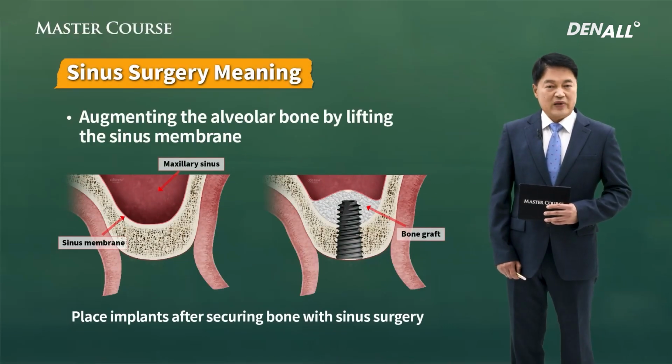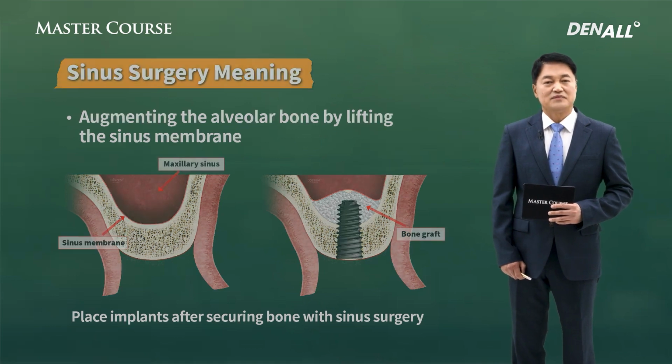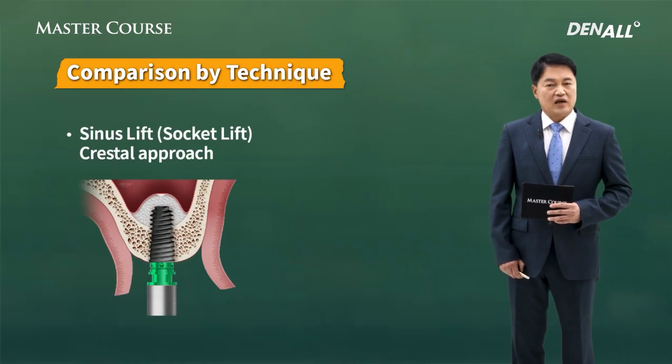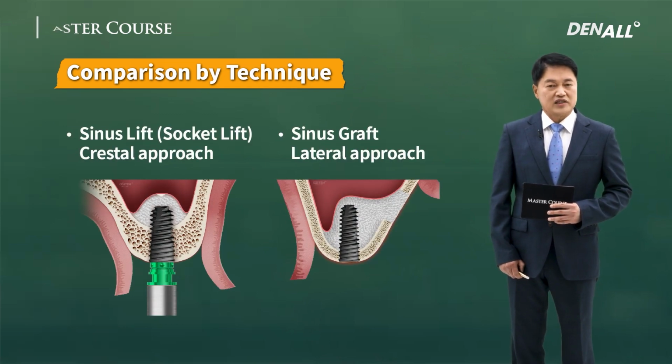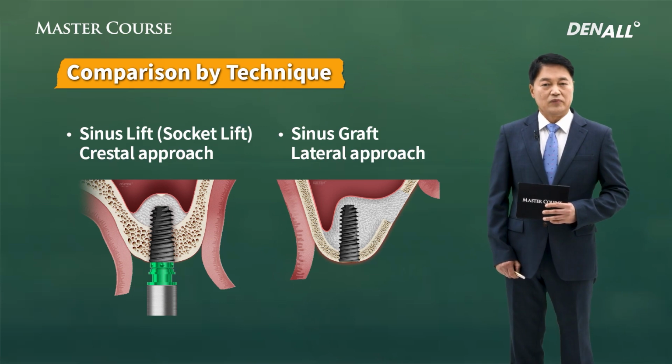Sinus surgery means lifting the sinus membrane and augmenting the alveolar bone. The bone that is achieved will support the implant. That is the sinus surgery. Let's compare the techniques. It can be divided into crestal approach and lateral approach. Let's look at the terms. The crestal approach refers to socket lift or sinus lift, and lateral approach sinus surgery refers to sinus graft. In other words, depending on where you approach it, you can call it crestal approach or lateral approach.